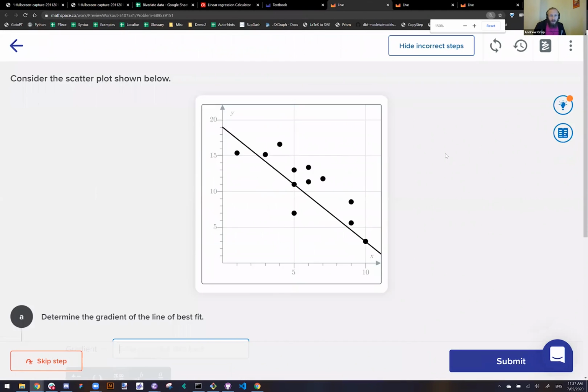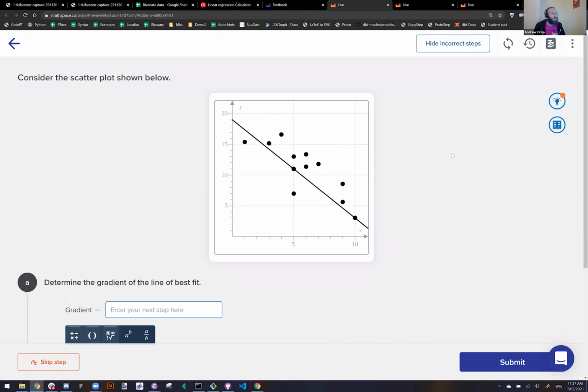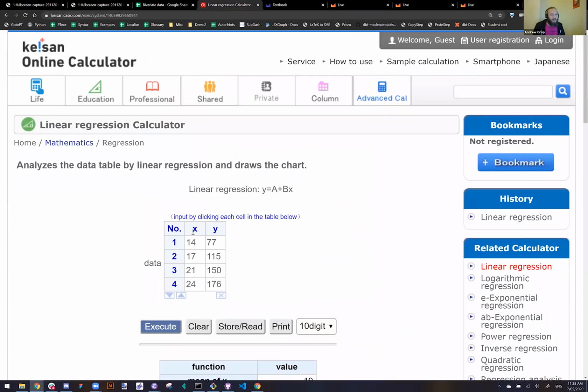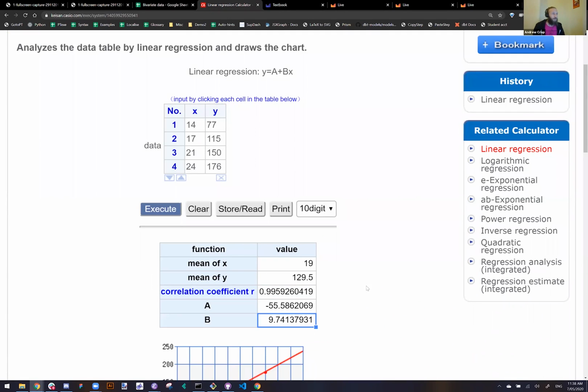So I'm going to zoom out a little bit. So this first question here has a bunch of data points on it, and it has a line of best fit already drawn. I need to determine the gradient of the line of best fit. Now we could find out all the X values and all the Y values, put them in a spreadsheet, take that spreadsheet and put them in the formula, in the calculator, and then read off the gradient from the table.